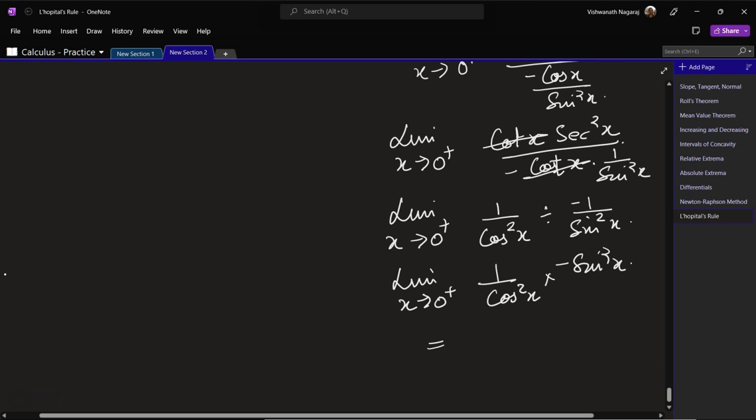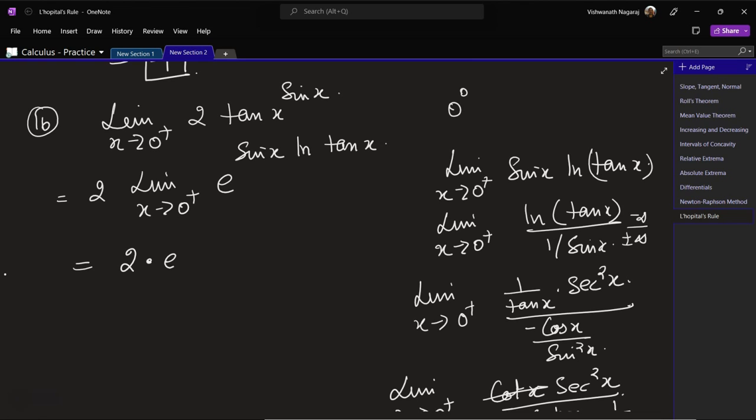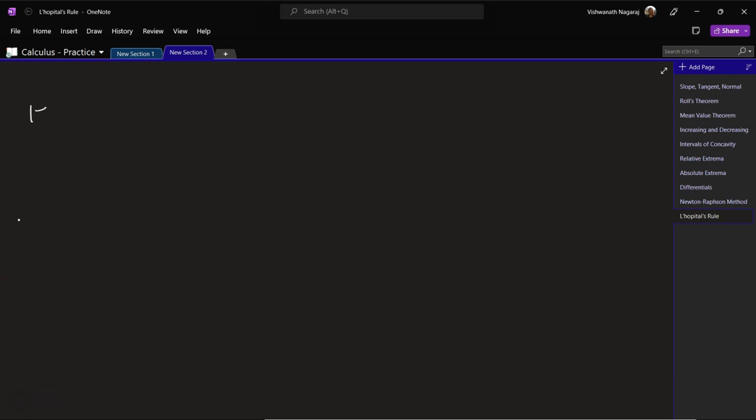And if we take the limit, what happens? Sine 0 is 0 and cos 0 is 1. So 0 by 1, which is 0. So which means here we actually take the limit. 2 times e to the power of 0, which is equal to 2 times 1, which is equal to 2, is the limit. Okay. 17th one.